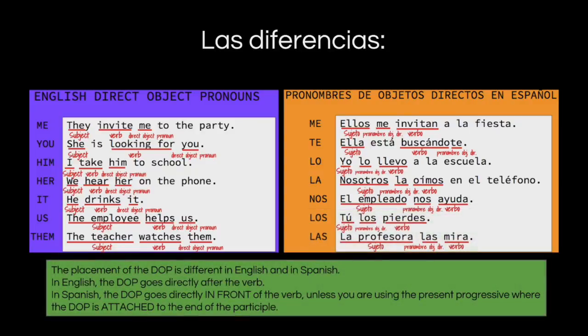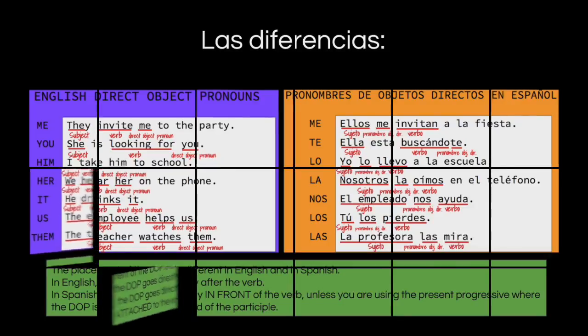The final and most important difference that you should have noticed is the placement of the direct object pronoun. In English, we put our direct object pronouns directly after the verb. In Spanish, the direct object pronoun actually goes directly in front of the verb, unless you are using the present progressive, in which case the direct object pronoun is attached directly to the end of the participle.